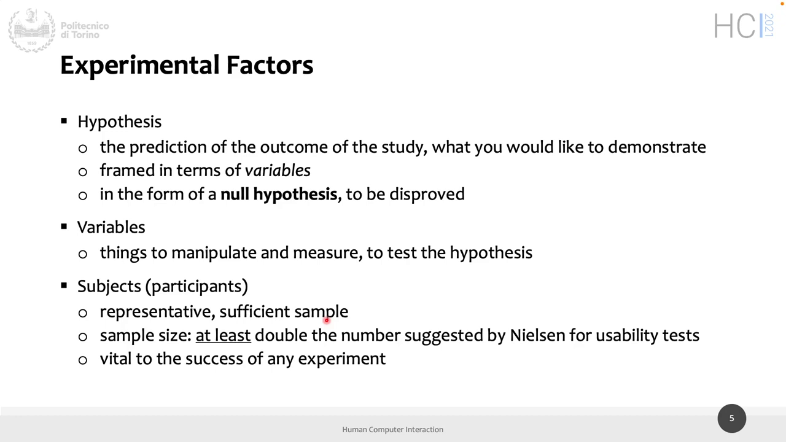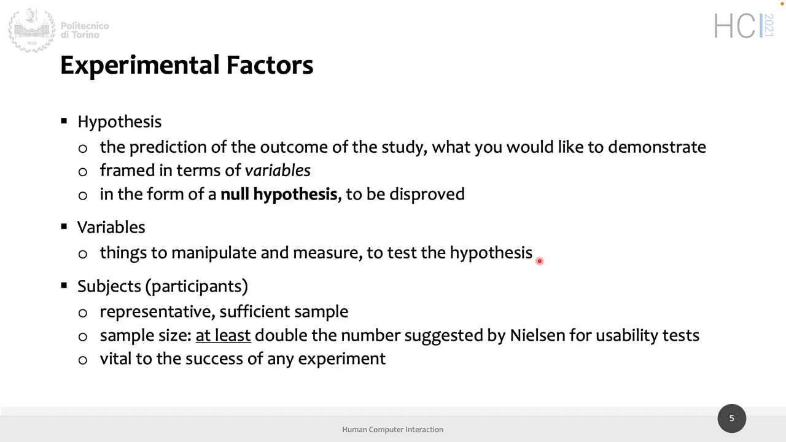So things that we can manipulate and measure to verify, to test our hypothesis. For the engagement example, we measure, let's say, the number of clicks. So the number of clicks is a variable because we can measure it. We measure the time that the user is spending on the single page. And the time is something that we measure, so that is a variable.